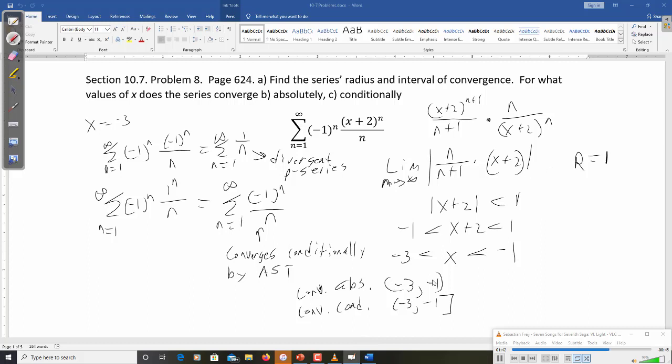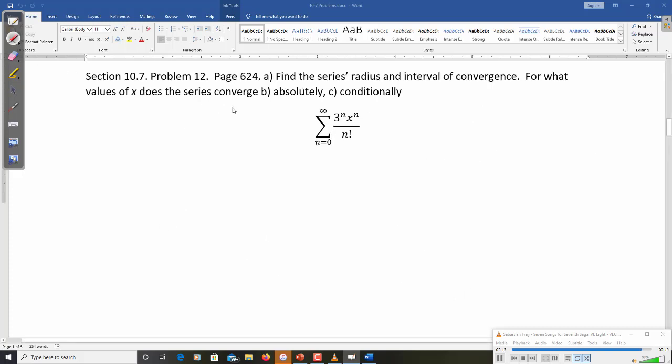So there we go. Radius is 1 because the center is at -2. You can tell x minus -2, so the a is -2. It converges absolutely just within that radius. It converges conditionally, actually on the edge of that radius on the right, not on the left, but that's the way it goes. Alright, this one.